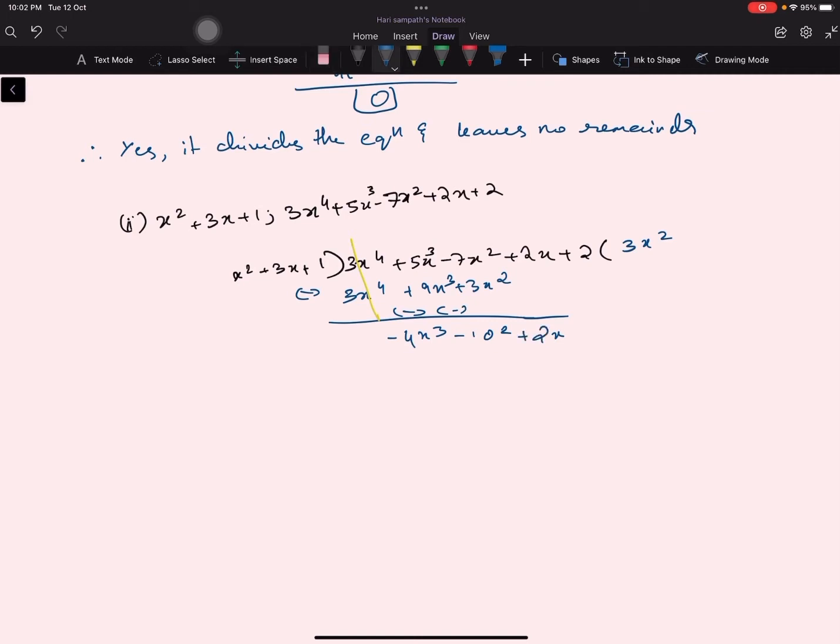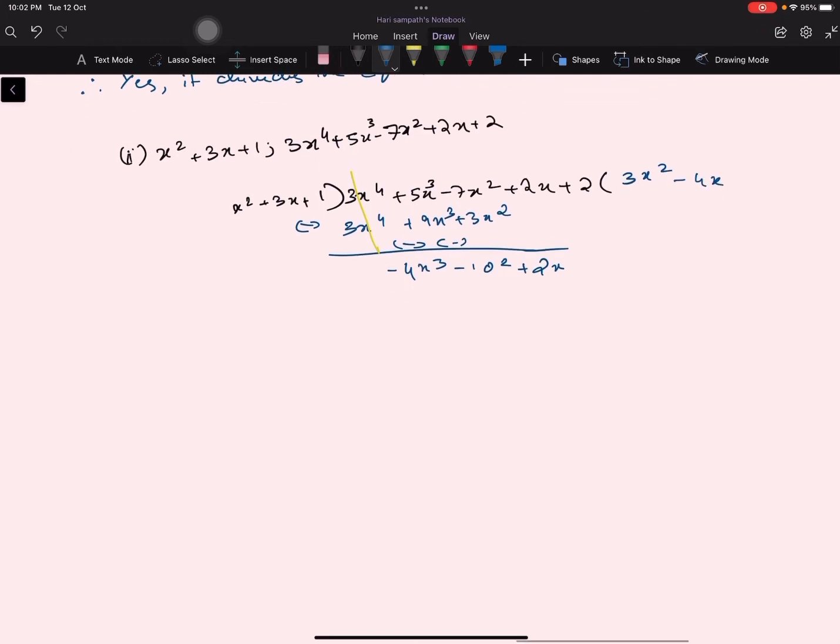plus 2x. So I'm going to be multiplying it with minus 4x now to get the first term. Minus 4x cube minus 12x square plus, and now here we get minus 4x. I'm going to be subtracting the entire equation.